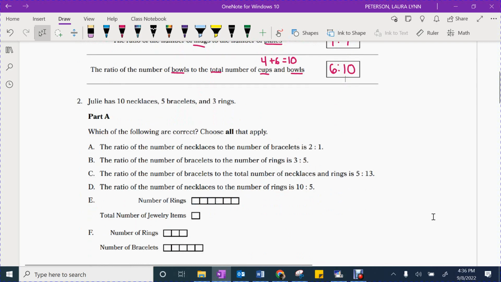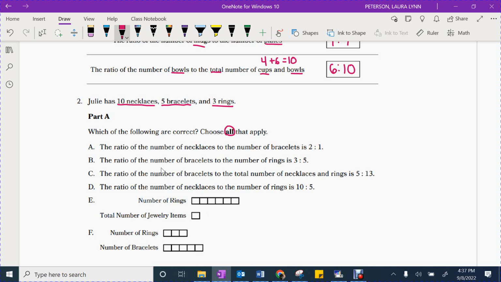Moving on to question 2. This says, Julie has 10 necklaces, 5 bracelets, and 3 rings. Which of the following are correct? We're going to choose all that apply. This is a very similar question to something that the students might see on CMAS in the spring, where you might have to choose multiple answers. So I'm going to go through each potential answer and decide if it's actually going to work or not.